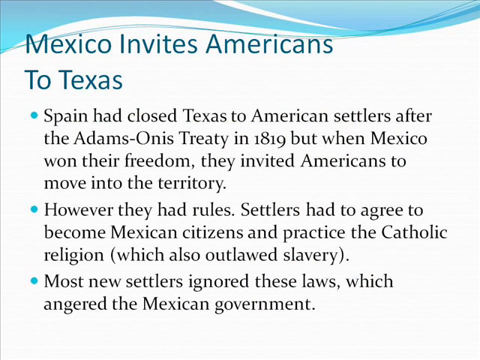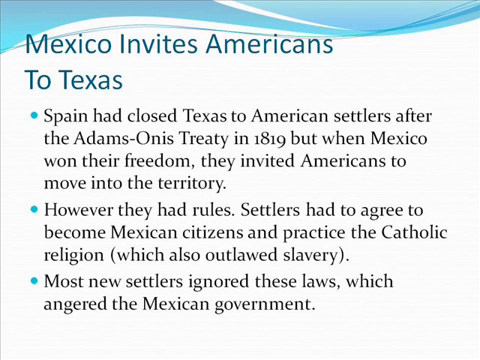After the Adams-Onis Treaty in 1819, Spain had closed Texas to American settlers. So American settlers weren't allowed to enter into Texas anymore. America had originally argued over that territory, if you remember, but part of the Adams-Onis Treaty when we gained Florida is that we gave up our claim to Texas, and Spain closed Texas to American settlers.